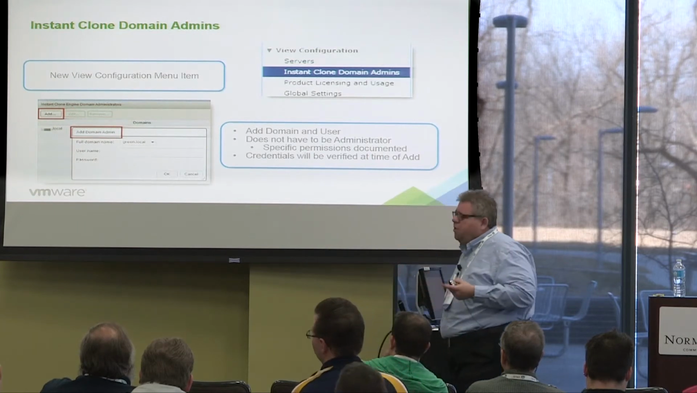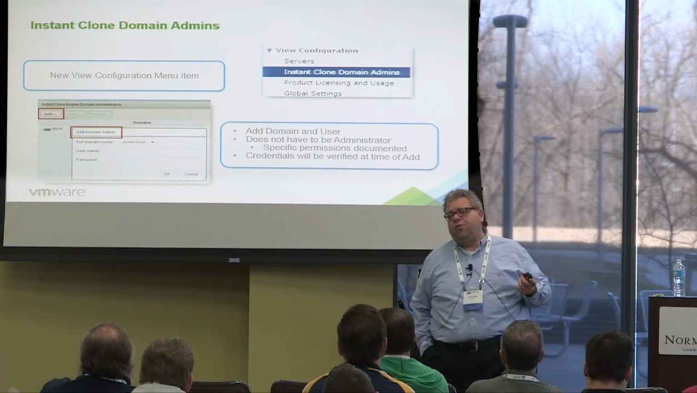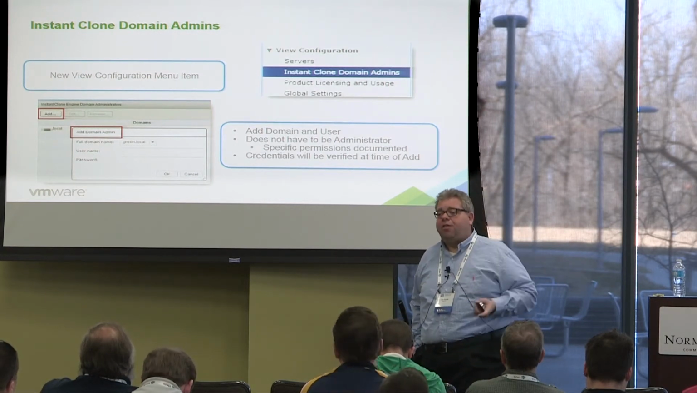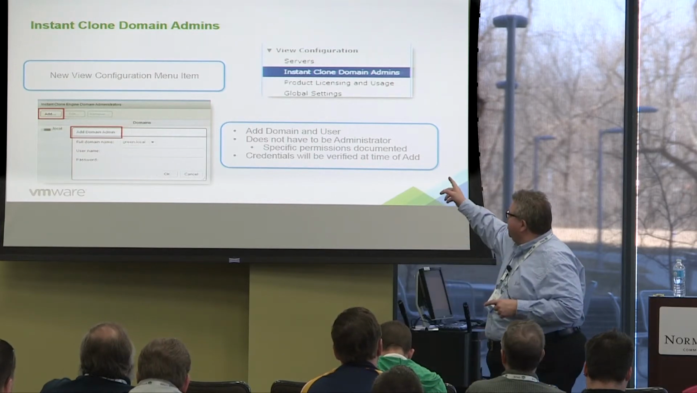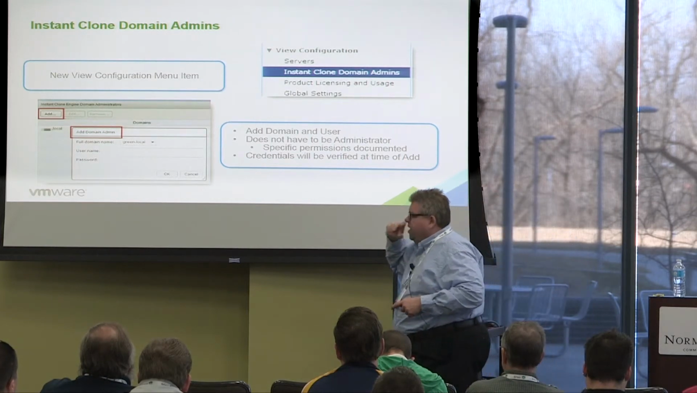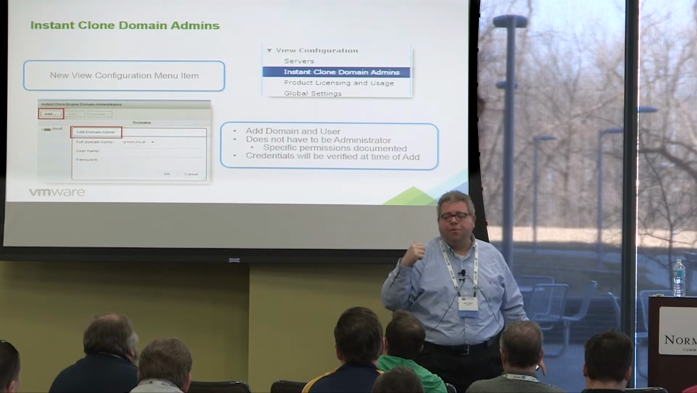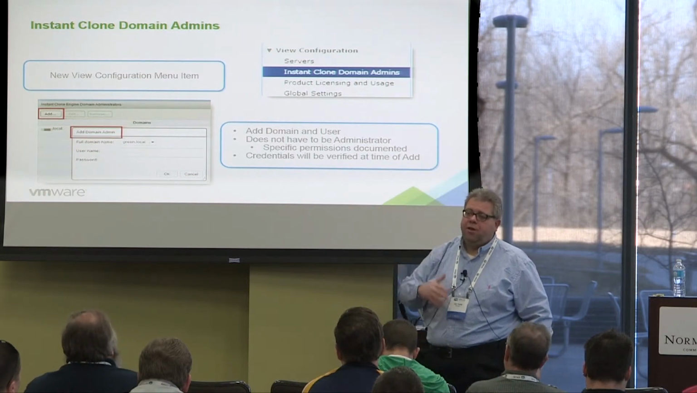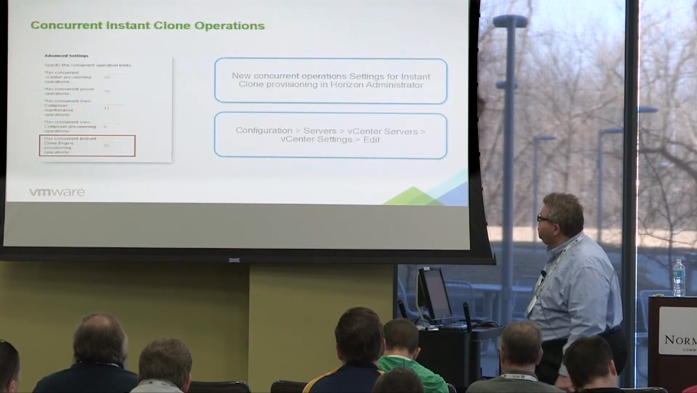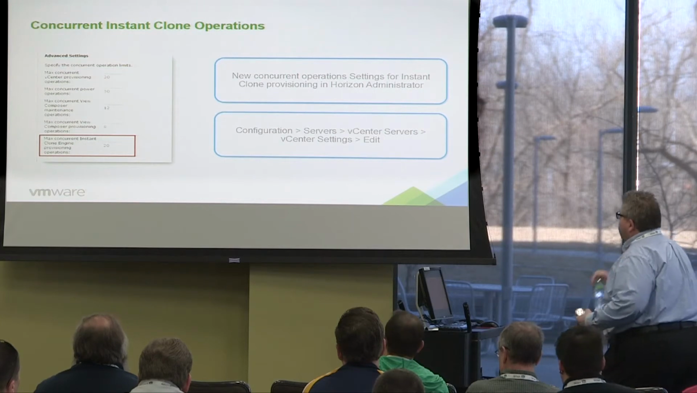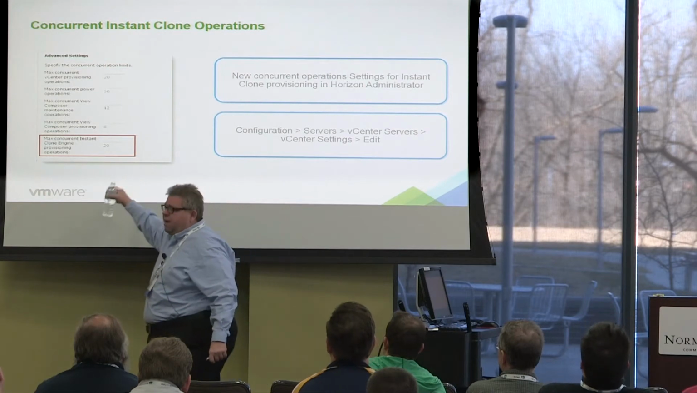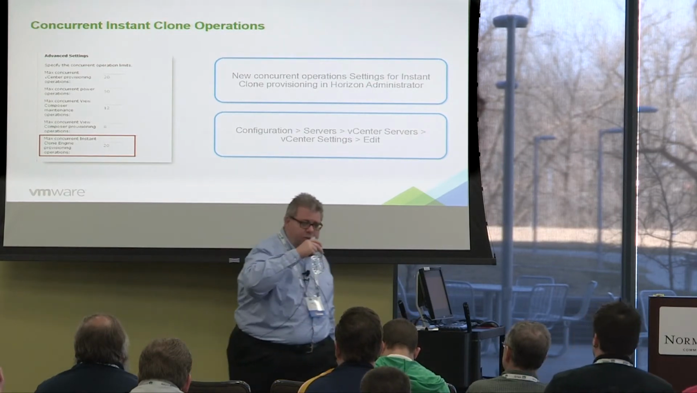So we added a new domain admin. This is like where you went when you set up vCenter in Horizon and you set up a domain account that would add the desktops to the domain. Same thing, we just have a separate spot to do it under the View configuration. So I can add admins for different domains, and it doesn't have to be an admin. It just has to have the rights to add computers, delete computers, and write properties. And those are all documented with the specific rights. There's also a concurrent instant clone setting. So this is a new thing. You'll see it in there when you install. By default, we set it to 20, like we do with linked clones as well.